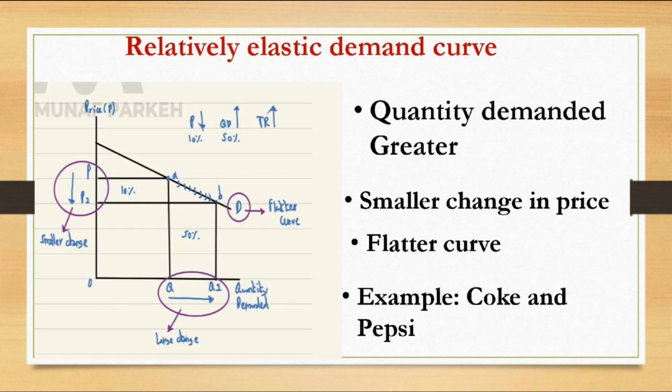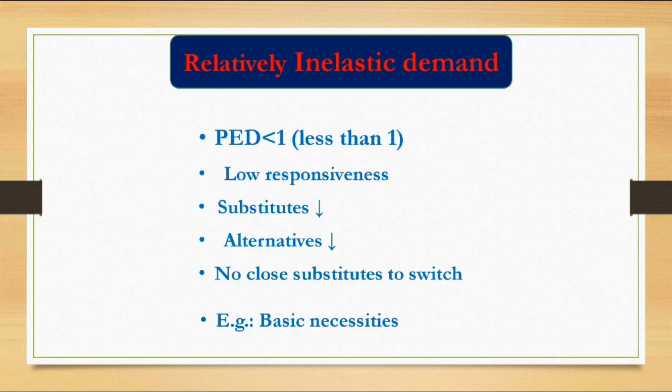In the diagram, we can see that when the price has decreased by a smaller percentage from P to P1, by 10%, the quantity demanded has increased by a larger percentage of 50%. So the demand curve is a flatter curve. An example is Coke and Pepsi.